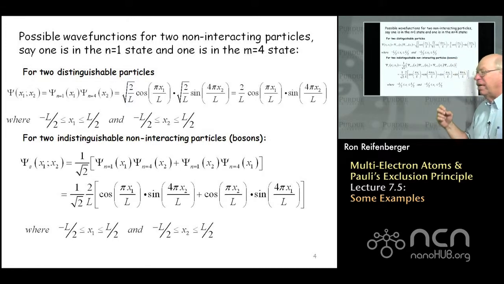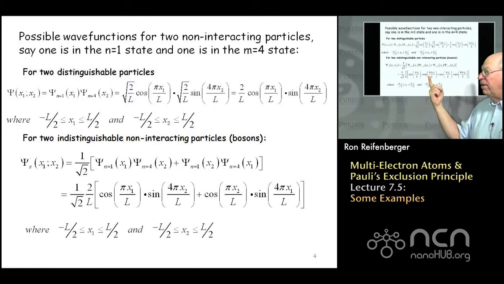For the case of two indistinguishable non-interacting particles, this would be the case of bosons. We would have to use the symmetric wave function, which has the positive sign. You can see this is the exchange term, and all I've done is take the particle that was at x1 and put him in the quantum state n equals 1, but now he's going to be at the position x2, and the particle that was at x2 with quantum number n equal to 4 is now put in the position x1. So we've just interchanged the two particles.